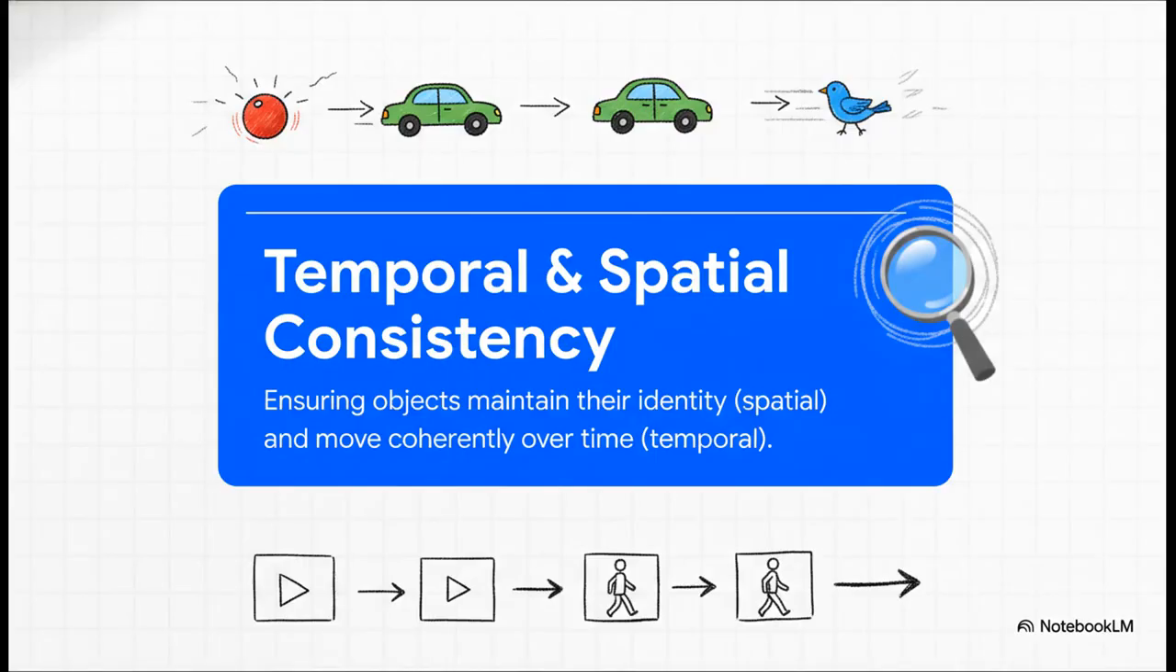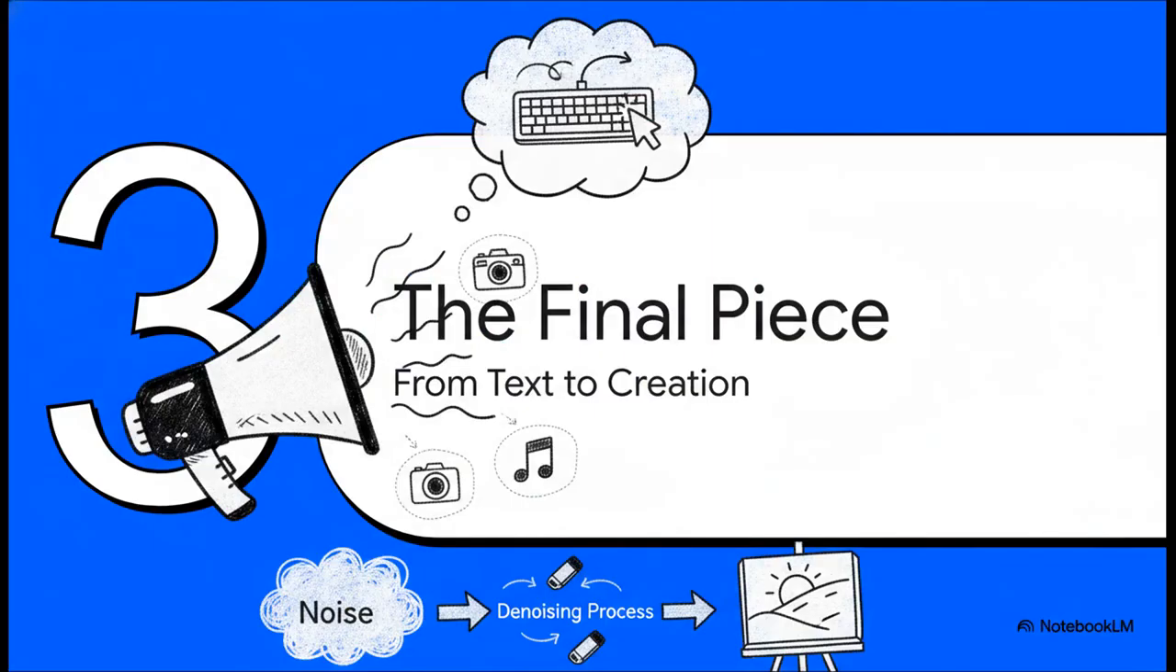And this right here is the major hurdle for AI video. It's not enough to create one believable frame. That frame has to connect perfectly with the one before it and the one after it. A car can't just appear out of nowhere. It has to move smoothly and look like the same car from one moment to the next. That's consistency.